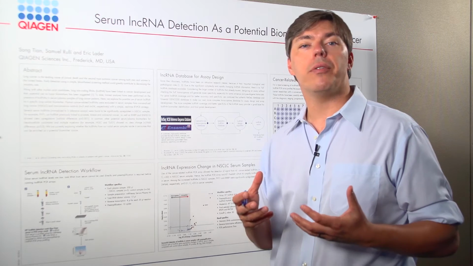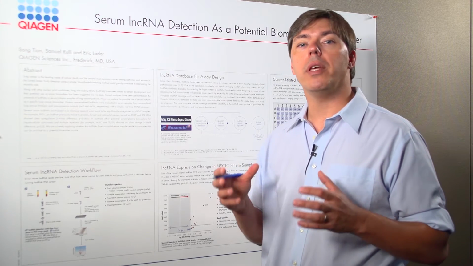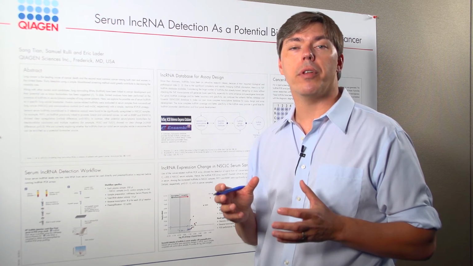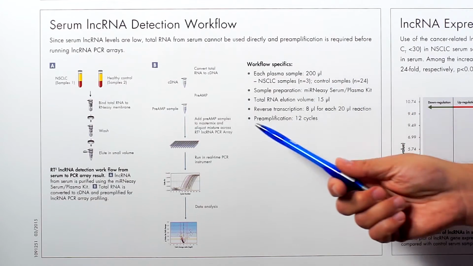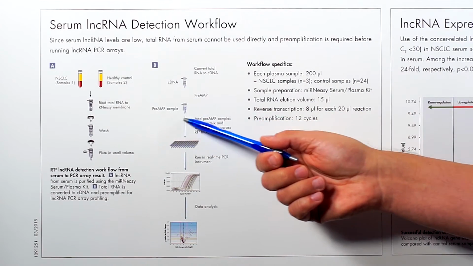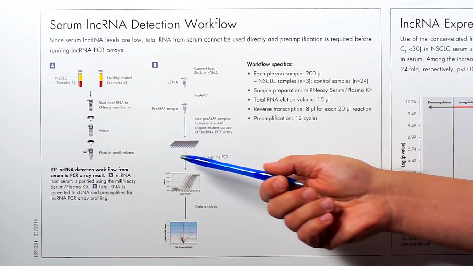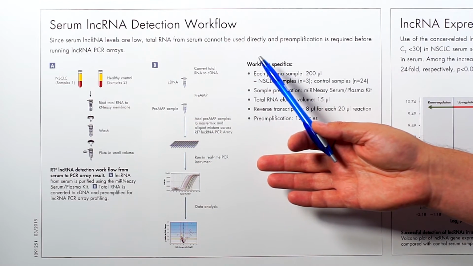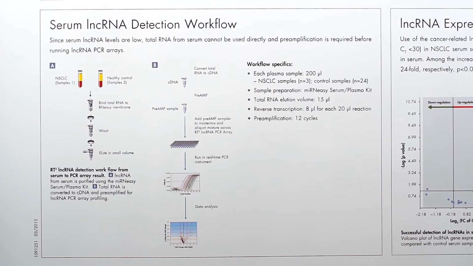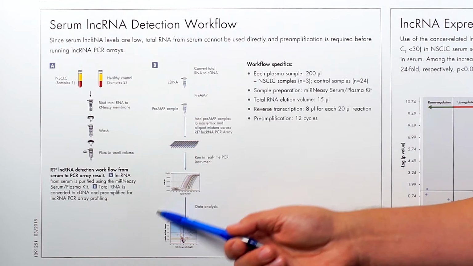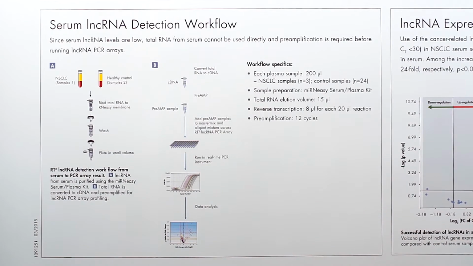We did 12 cycles of pre-amplification using only the assay-specific primers that we're going to detect with our PCR array. After the pre-amplification, we took the cDNA, mixed it with the master mix, loaded it onto our ready-to-use plate, put it in our favorite real-time PCR cycler and ran 40 cycles, and then we uploaded the data into our data analysis website.